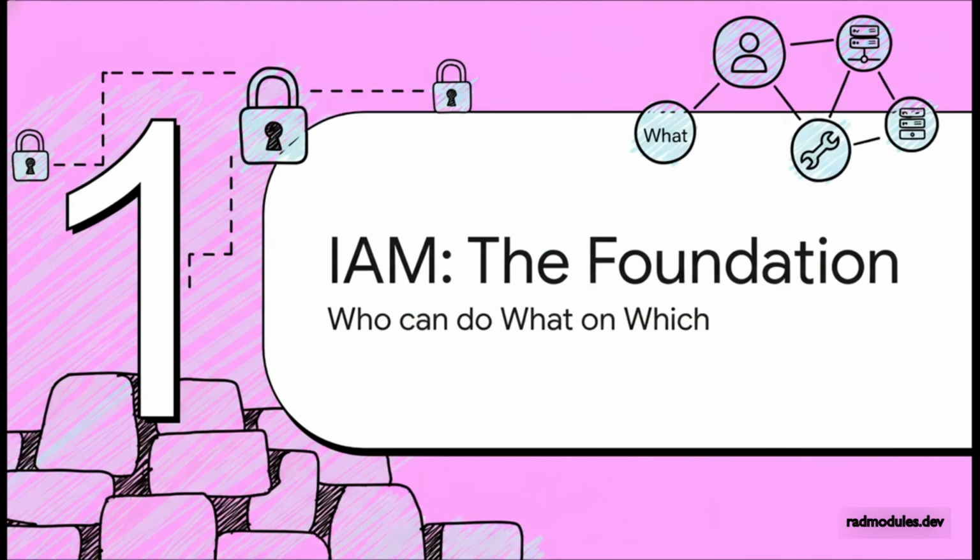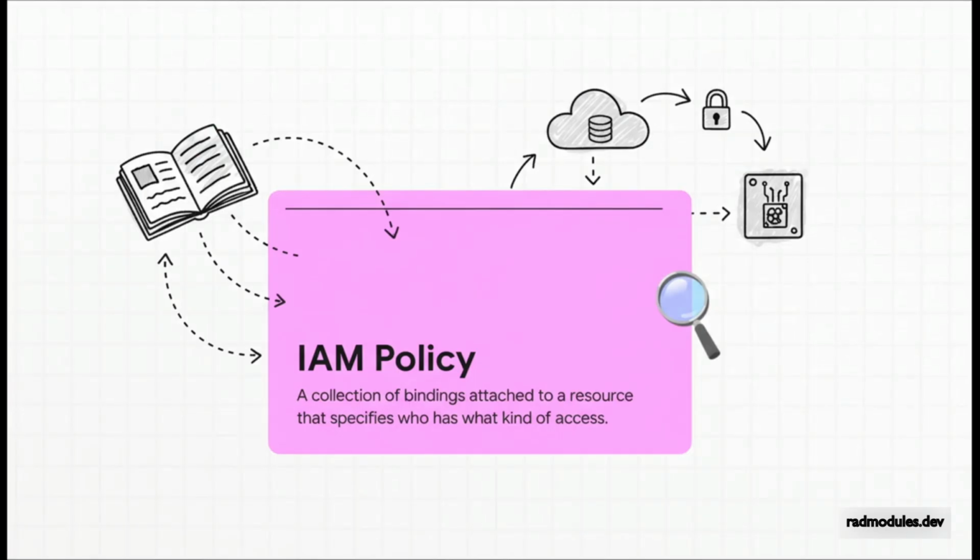Okay, first things first, we've got to build our foundation. And in Google Cloud Security, that foundation is Identity and Access Management, IAM. It really all boils down to one simple but super powerful question: Who can do what on which resource? So, how does this work?